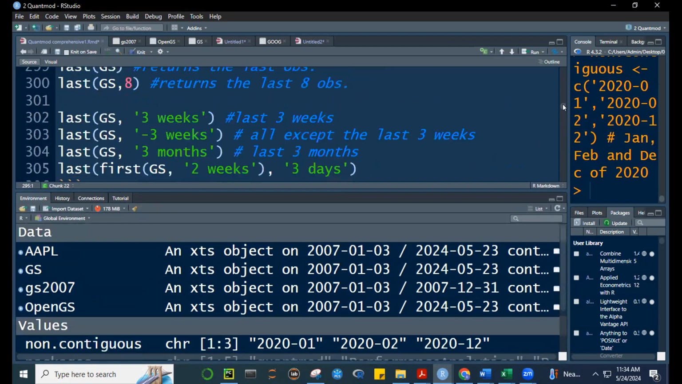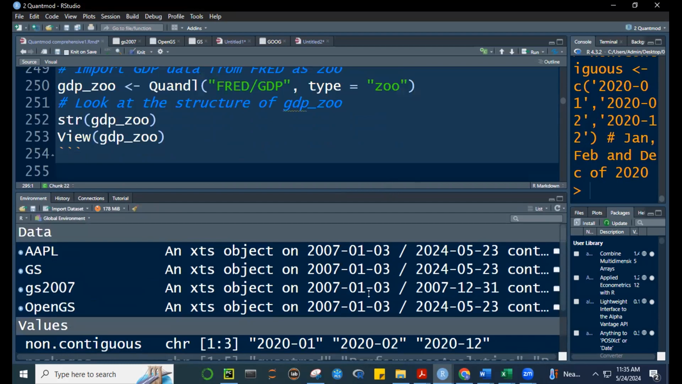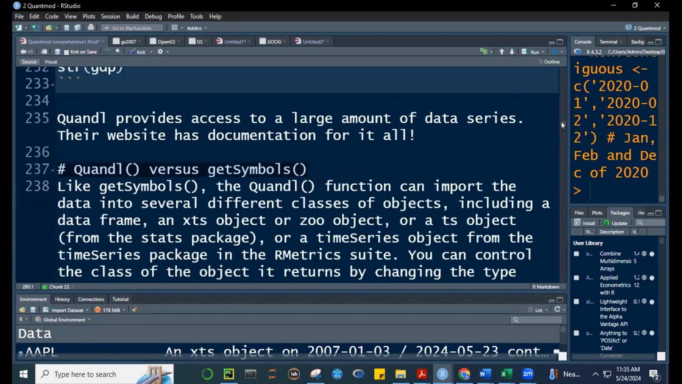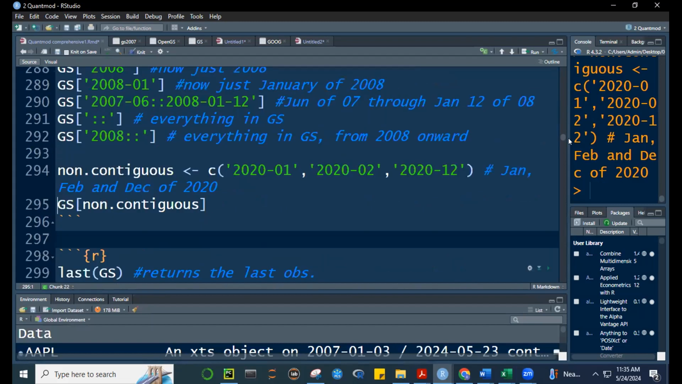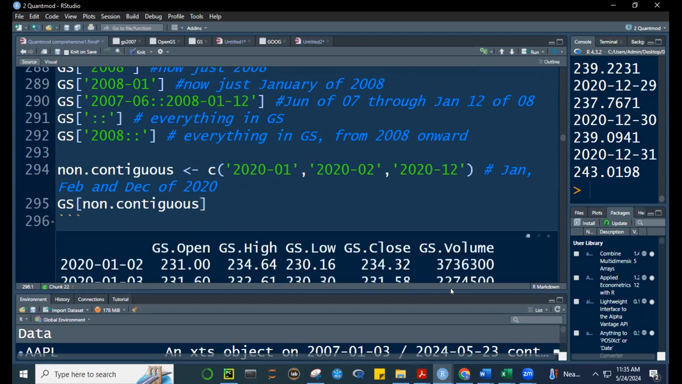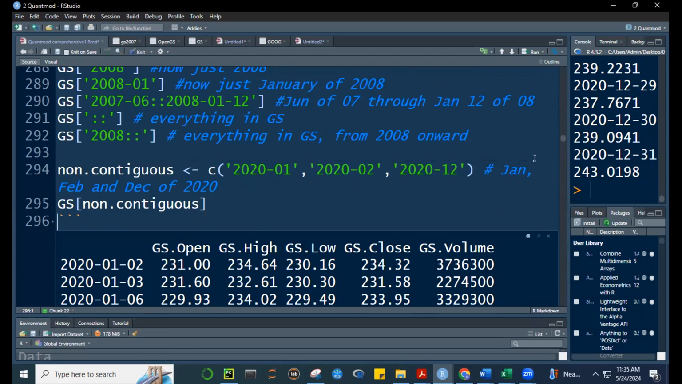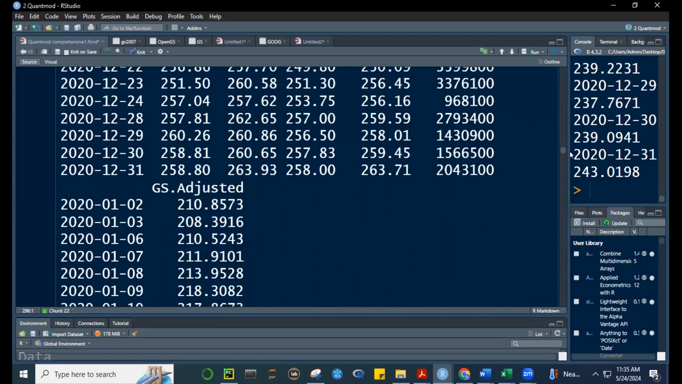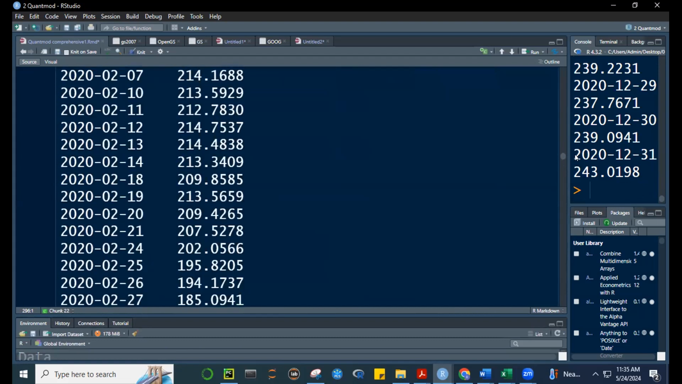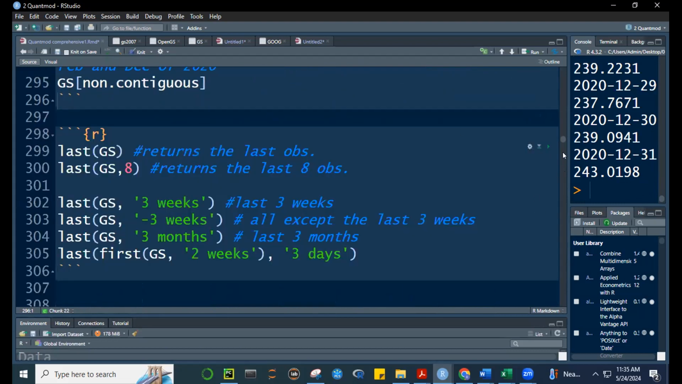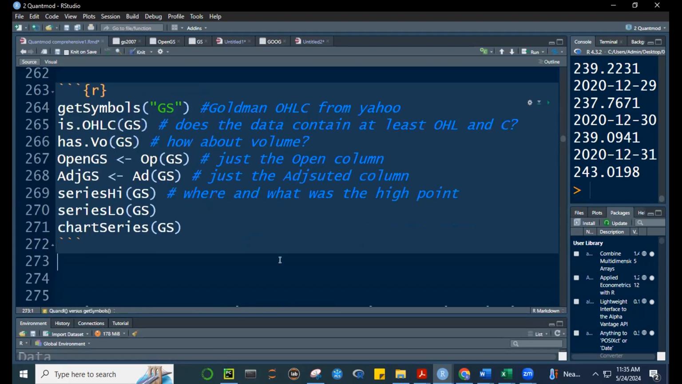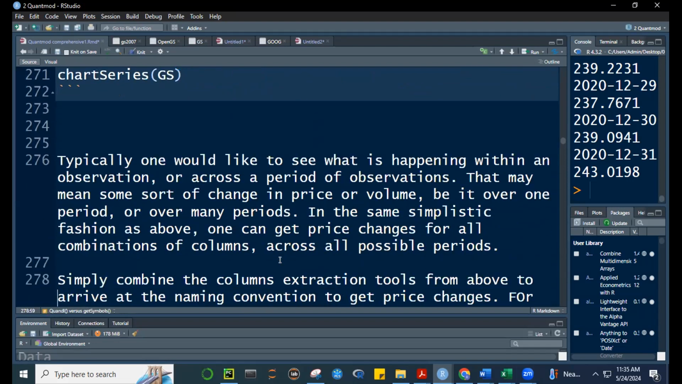So when I use that now for subsetting GS, it will now print below. Okay, these dates only. January, and then February and December of 2020. Okay, you could have created an object also containing this, depending on your requirement. Okay, all right, good. So let's go back here.